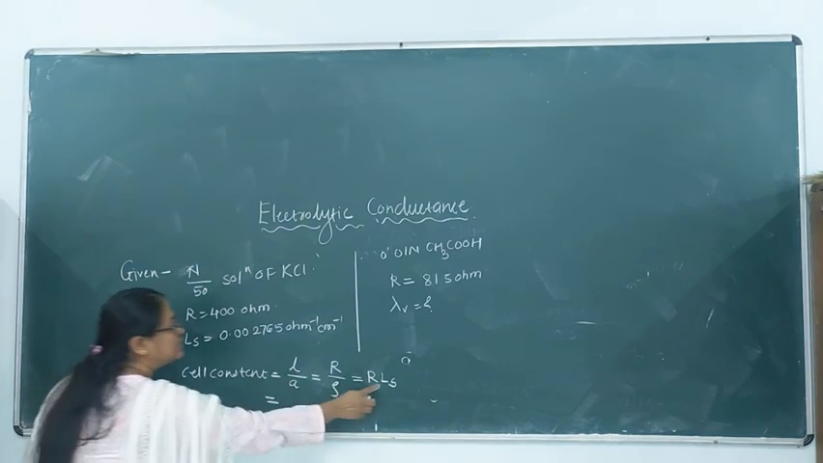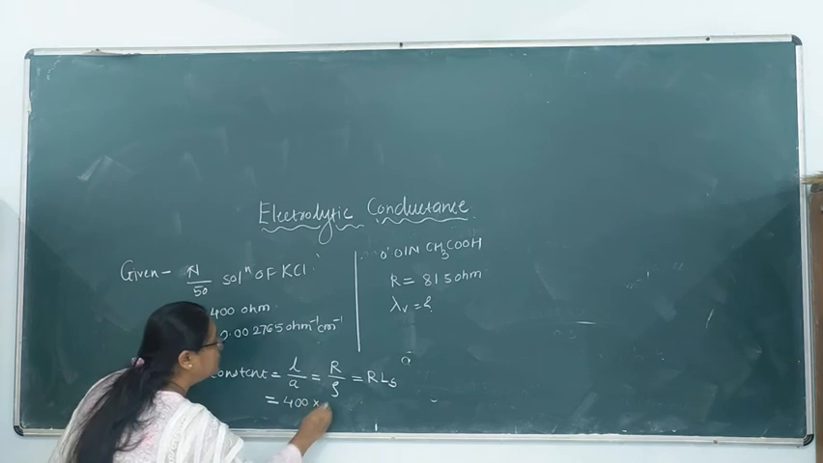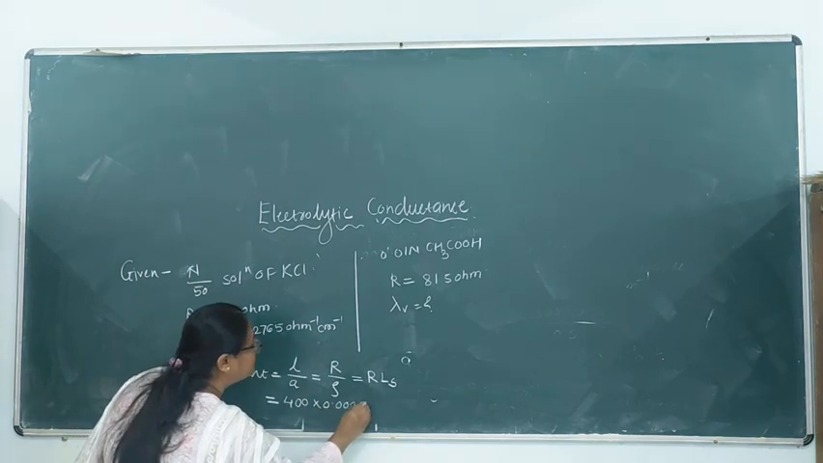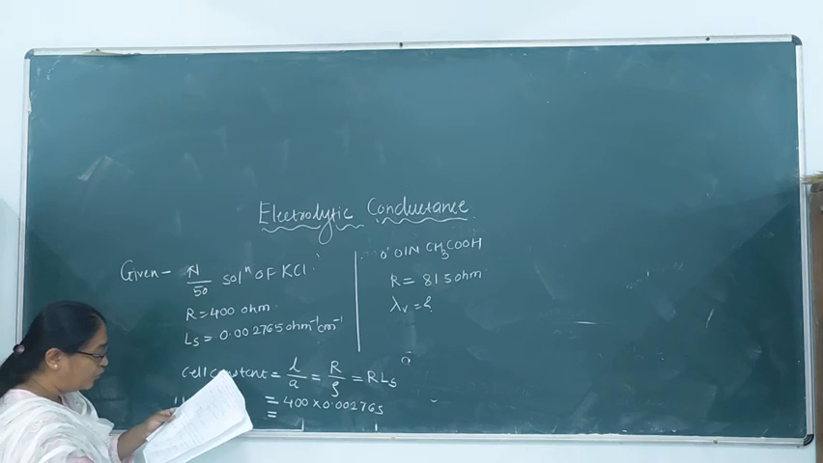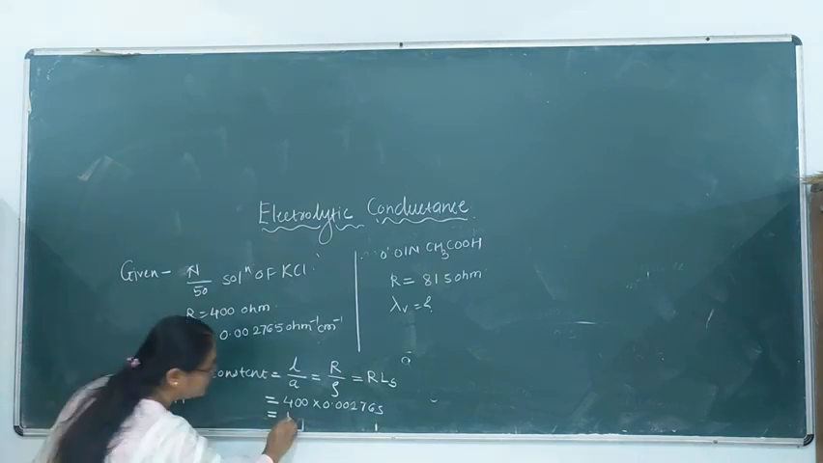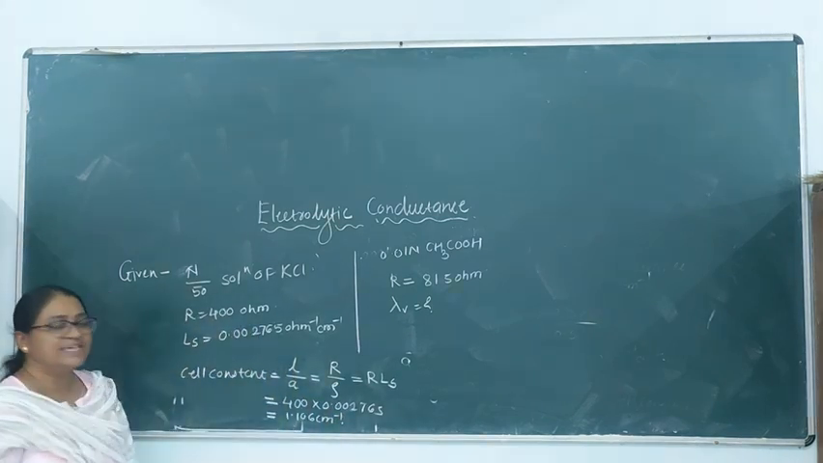So cell constant, these two values we have given here. So 400 into 0.002765. So cell constant is 1.106 centimeter inverse. This is the cell constant.